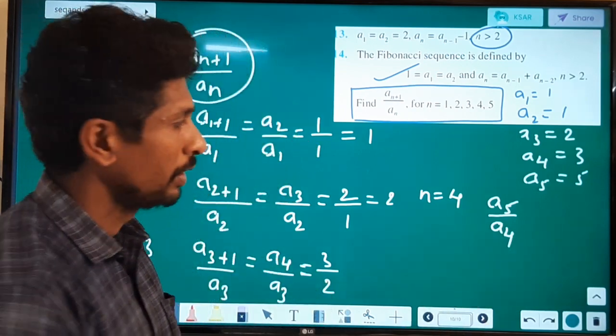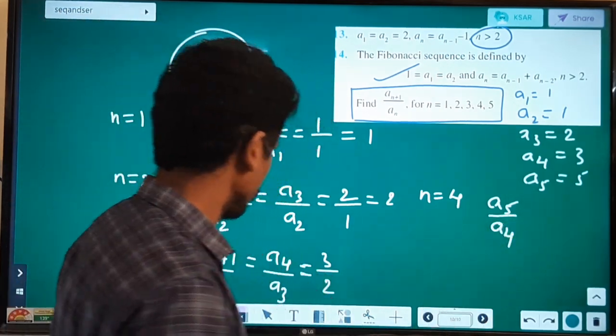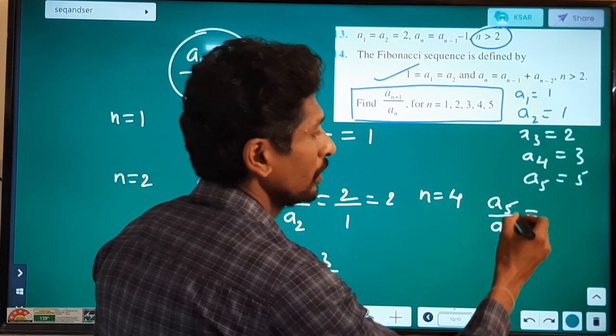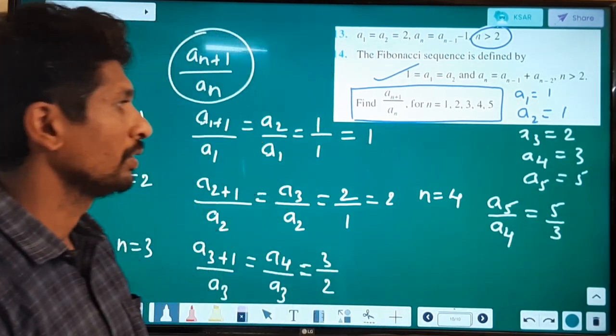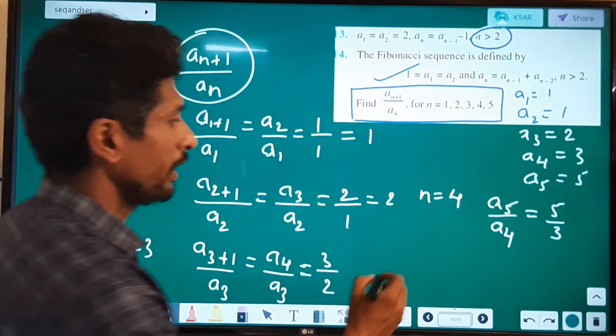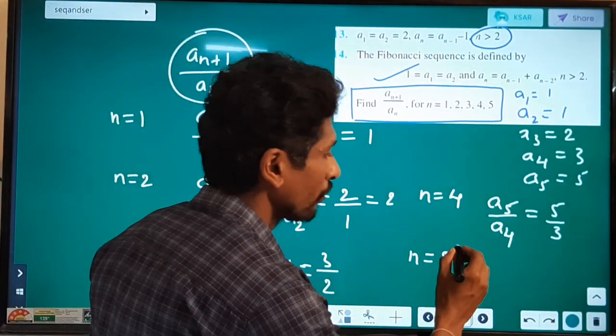5 by A4. A5 is nothing but what? 5 is there, A4 value is 3. So answer becomes what? 5 by 3. And another one you have to find out, n is equal to 5 now.